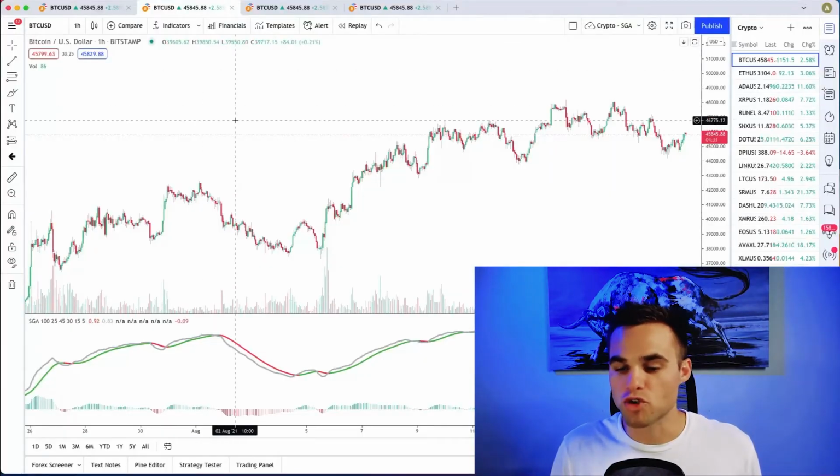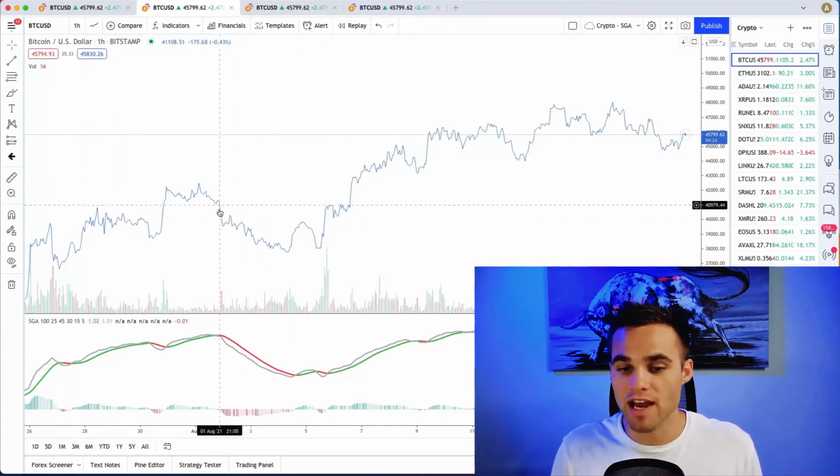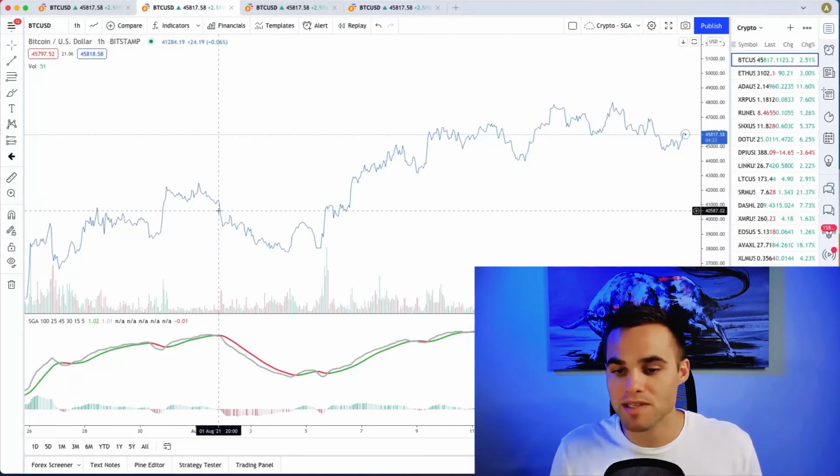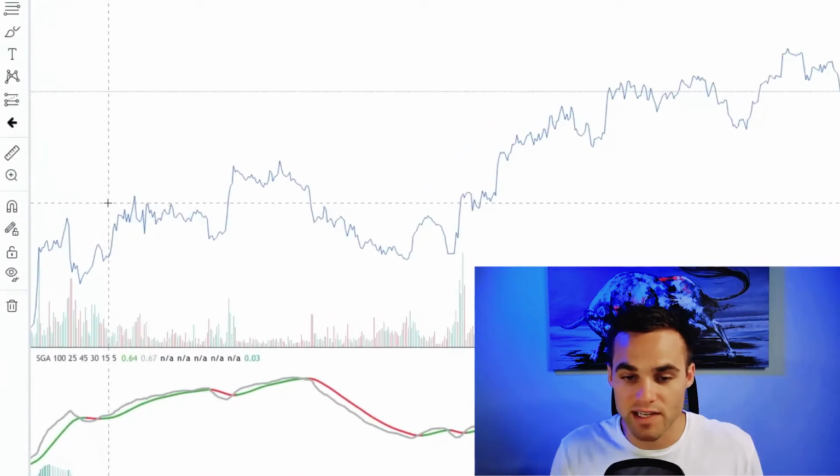If you're having trouble drawing support and resistance zones, one thing that might actually help is, instead of looking at a candlestick chart, looking at a line chart. If you do that, sometimes it's a little bit easier to see where these key zones are. Like you see, this is definitely a key zone here, right?